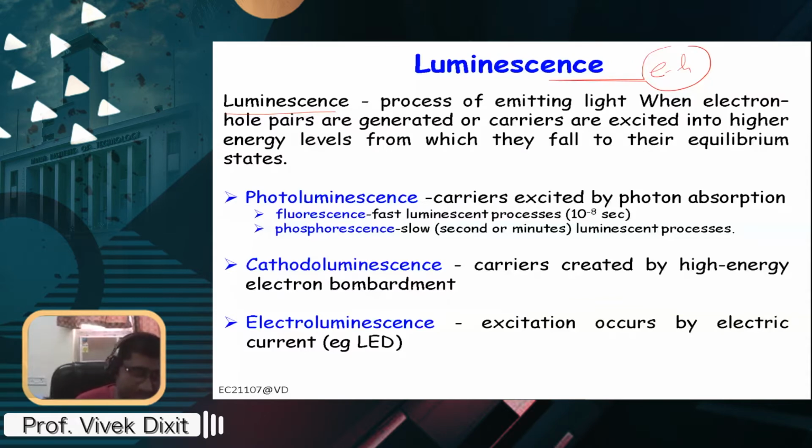Now these generated carriers can come from different mechanisms. If these generated carriers are coming from photon absorption, the process is called photoluminescence.